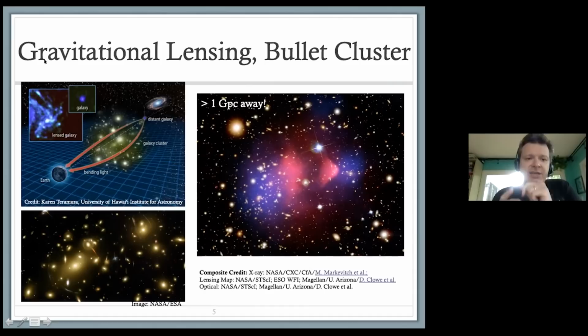So the next thing, though, is that we put this gravitational lensing together with other imagery, so with visible light and with the X-ray. Here on the right, this is the famous or infamous Bullet Cluster image, where we've got two clusters of galaxies, actually over a billion light years away, that are colliding, merging.